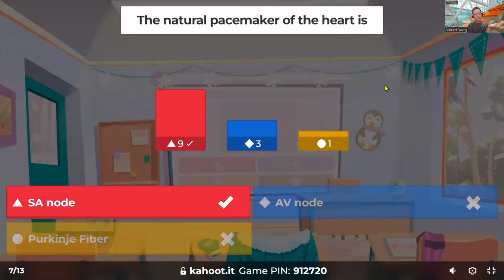Natural pacemaker is the SA node, right? Followed by the AV node. And then it gets passed on to the Purkinje fibers, right? So this sets the pace for your heart rhythm.